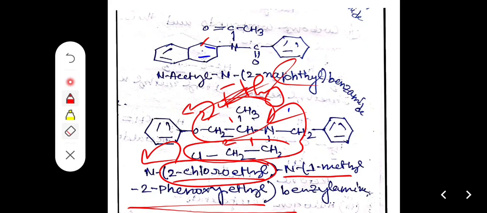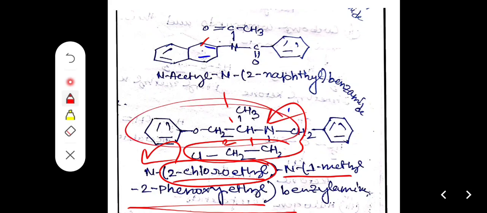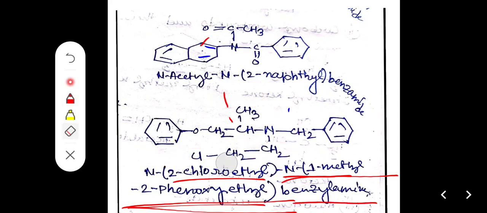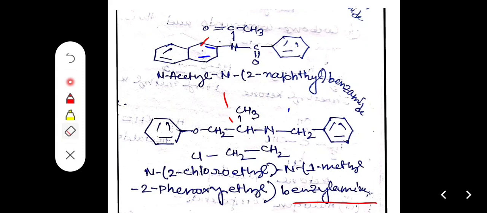And that should be attached with nitrogen, so we get N 1-methyl 2-phenoxyethyl, and ultimately we get benzyl 11. Okay, so the name is N hyphen in bracket 2-chloroethyl hyphen N hyphen in bracket 1-methyl hyphen 2 hyphen phenoxyethyl bracket close, benzyl 11.